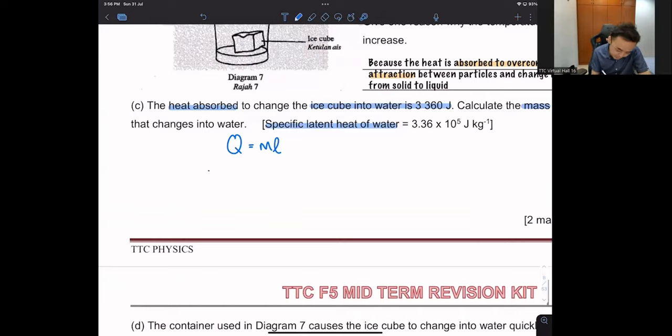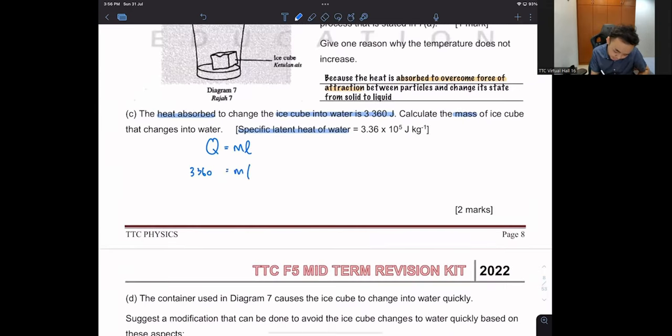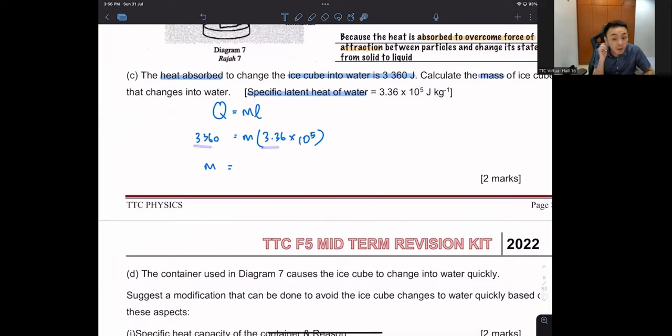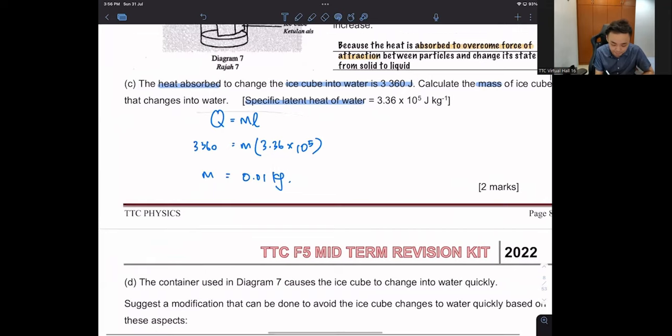Okay, so heat value 3360 equals the mass, which is what you're looking for, times l, which is 3.36 times 10 to the power of 5. Should be quite easy, the number. How much? The number should be a very nice number. 0.01, is it? There we go. Okay, any questions?